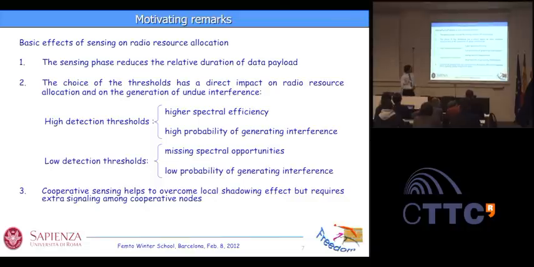Now, why is it important to address the problem of sensing and resource allocation jointly? It is necessary to tackle these two problems jointly for the following reasons. For example, when we do sensing, first of all, we want to detect if there are interferences over our sub-channels, the channels we plan to use.